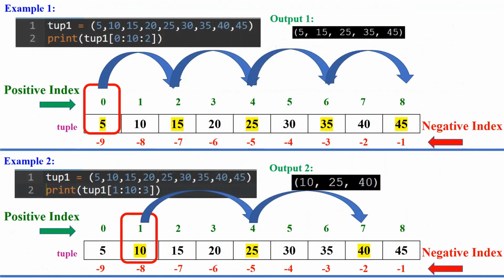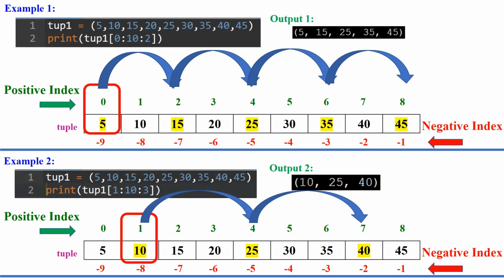Let's see some more examples. Example 1. In this step, we use tuple slicing to extract a slice from index 0 to index 10 exclusive, with a step of 2. Now, look at the picture. The slice 0:10:2 includes elements starting from index 0 and up to index 10 exclusive, in steps of 2. Thus, the resulting slice is printed as a tuple containing the element 5 at index 0, element 15 at index 2, element 25 at index 4, element 35 at index 6, and element 45 at index 8. You can check the output on the console.